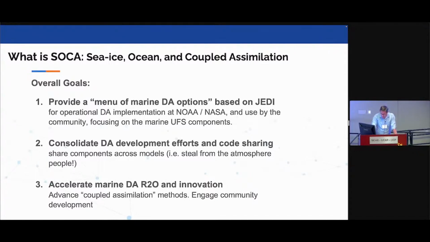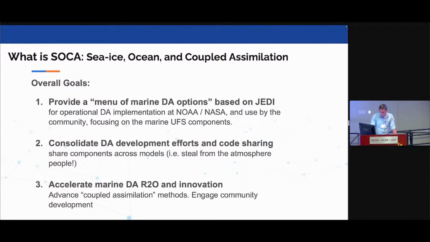We aim to consolidate DA efforts. The ocean DA community is quite small, and what few people we have are seemingly pulled in different directions. So any collaboration we can have within the ocean DA community and with the non-ocean people is very beneficial. I'll show some of the benefits of what we get by leveraging the JEDI framework. We basically get to steal from the atmosphere and make it work in the ocean, which is a huge benefit. It makes my team a lot smaller. And we hope to accelerate marine R2O and innovation.